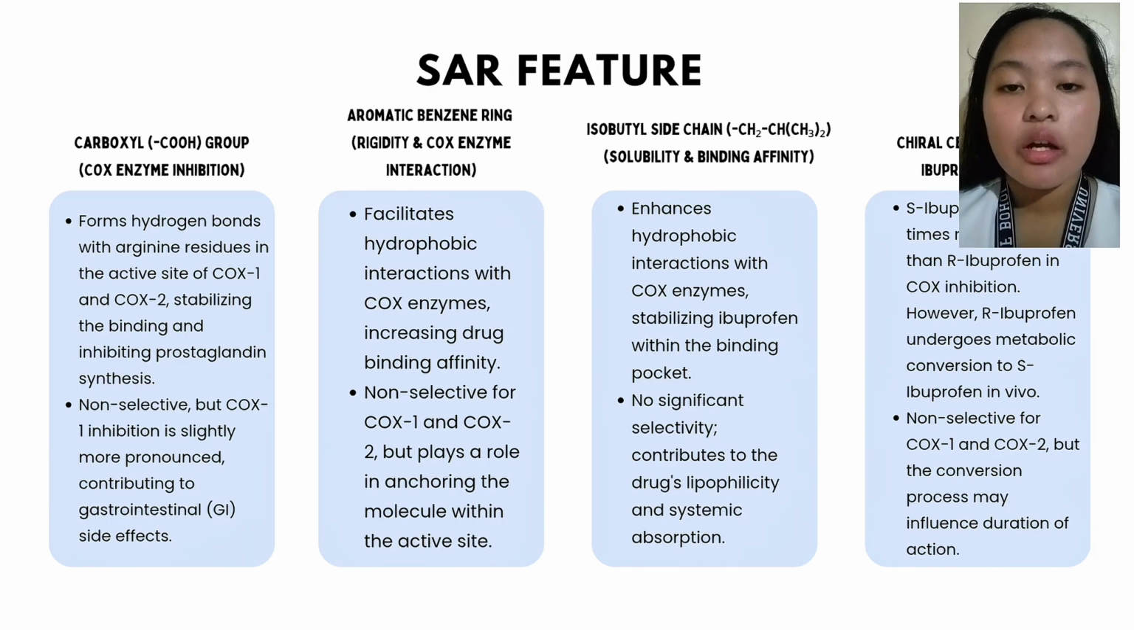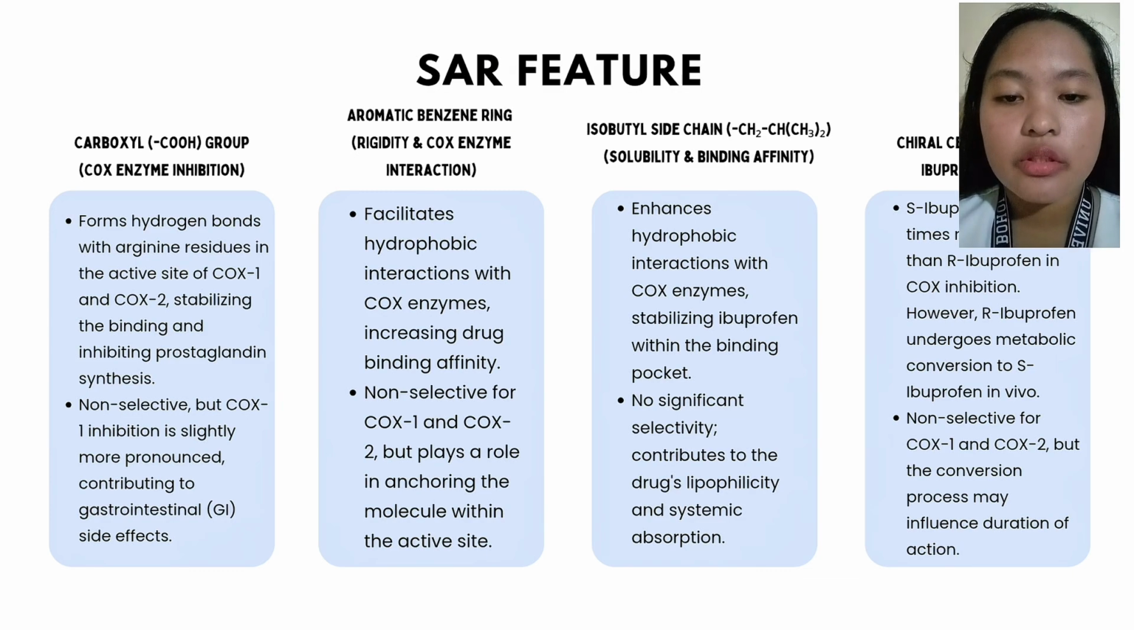First, we have the carboxyl or COOH group for COX enzyme inhibition. It forms hydrogen bonds with arginine residues in the active site of COX1 and COX2, stabilizing the binding and inhibiting prostaglandin synthesis. Non-selective, but COX1 inhibition is slightly more pronounced, contributing to gastrointestinal (GI) effects. Then we have the aromatic benzene ring for rigidity and COX enzyme interaction. It facilitates hydrophobic interactions with COX enzymes, increasing drug binding affinity, non-selective for COX1 and COX2, but plays a role in anchoring the molecule within the active site.